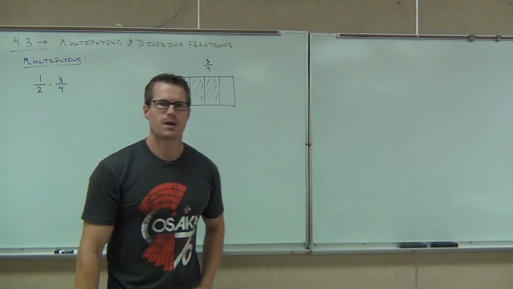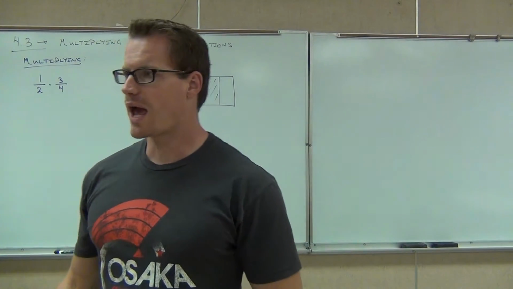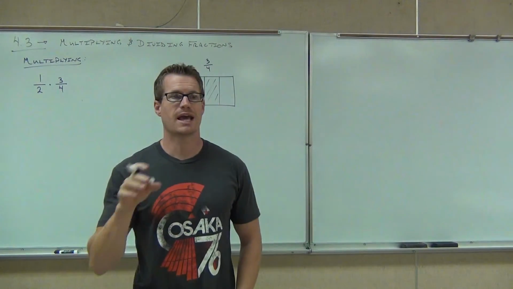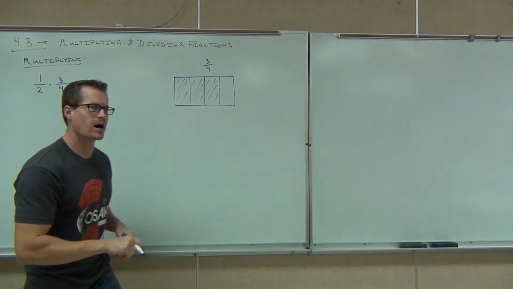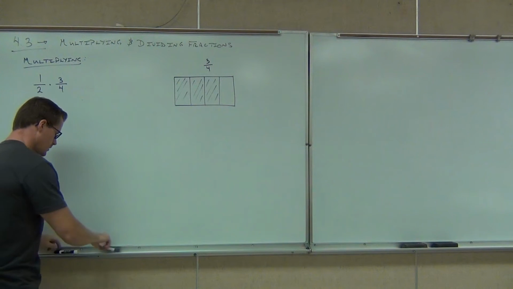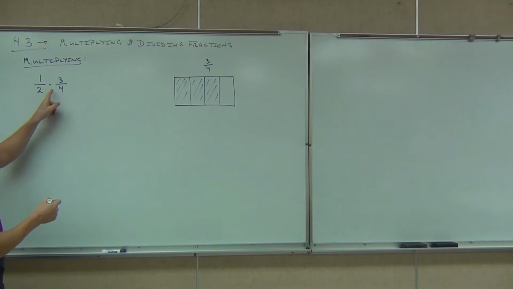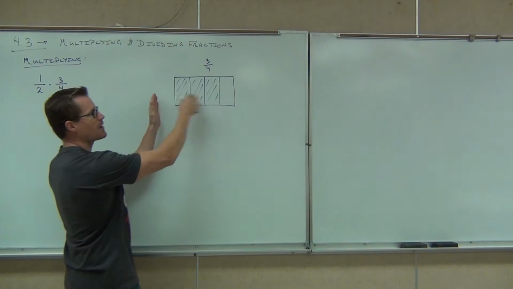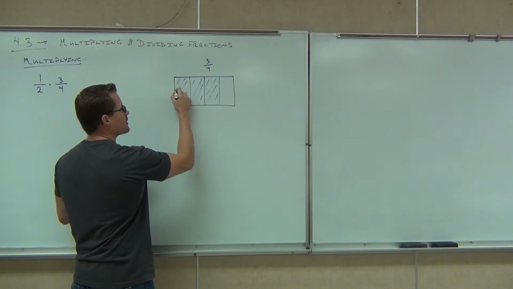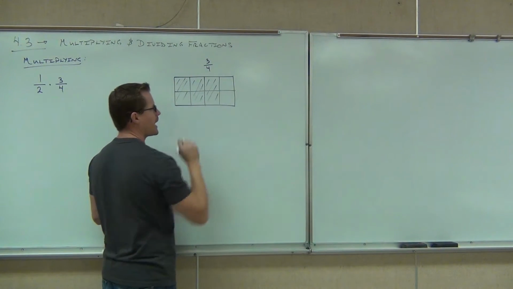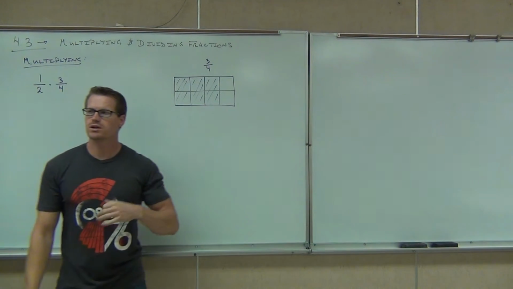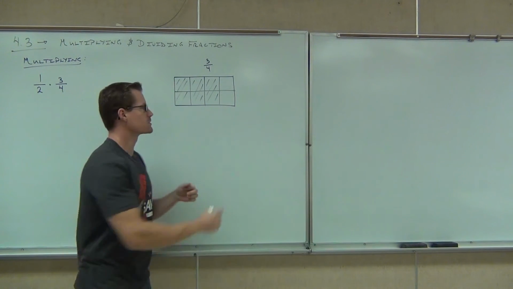What we're doing, we're going to multiply this by 1/2. What that means is we are going to take half of this fraction. So check out how we can do this visually. If I'm talking about 1/2 times 3/4, I'm going to take half of this whole thing. So basically, I'm going to cut this in half. And I'm only going to keep half of my shaded sections.